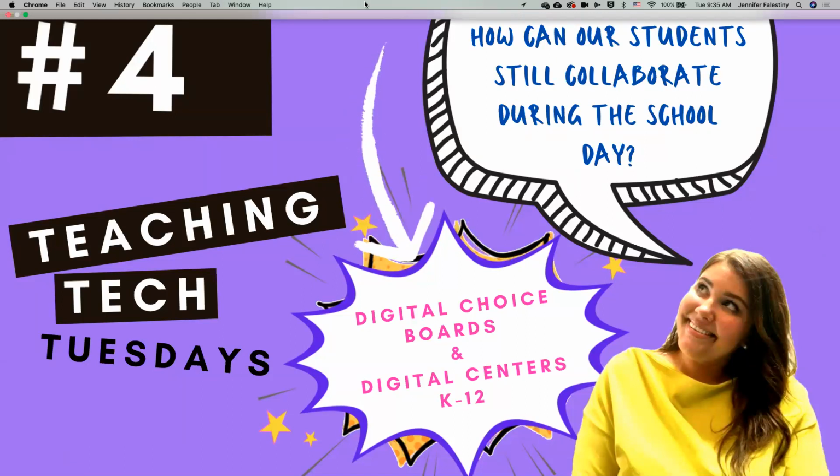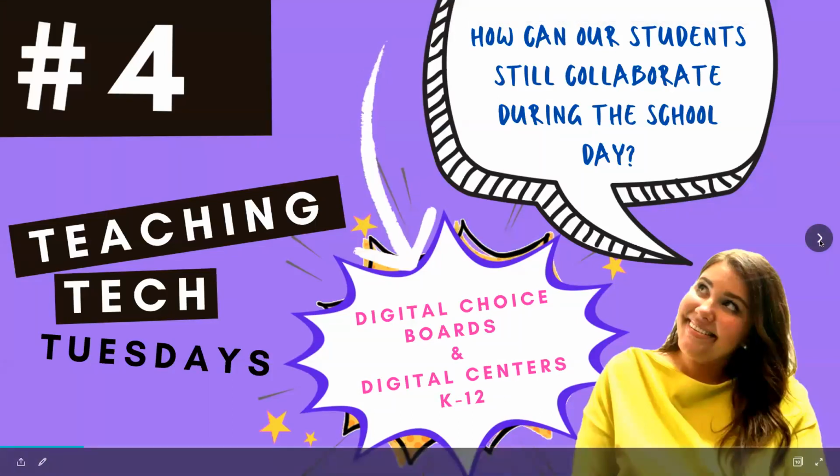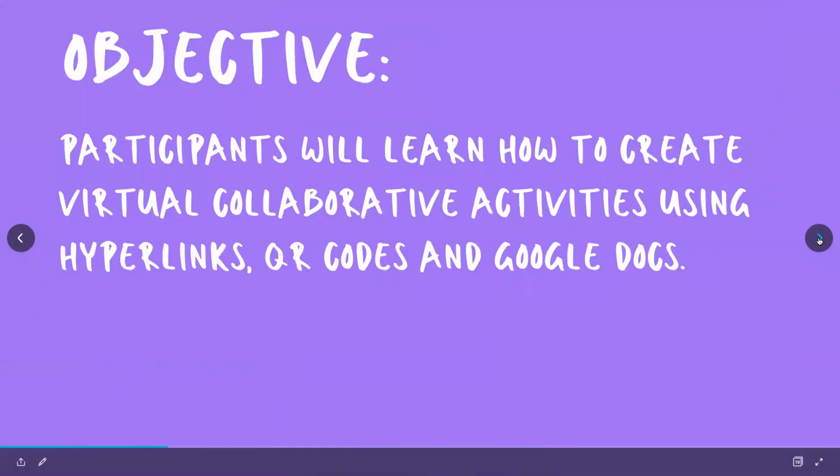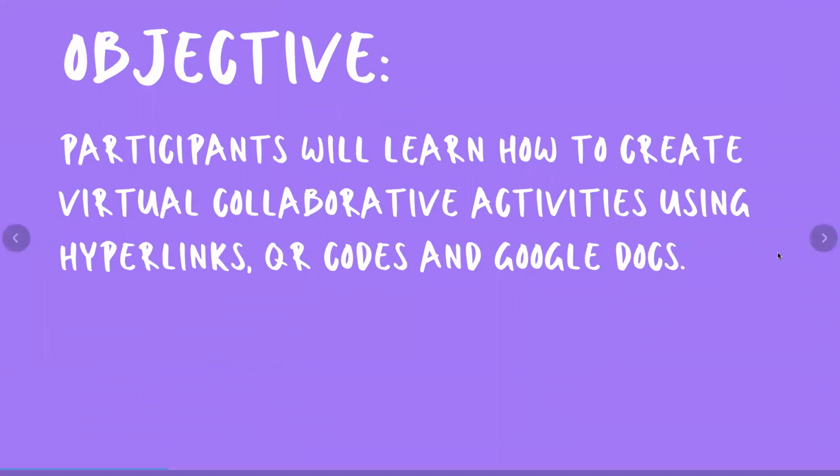So today my ideas and thoughts can help get you started thinking of how you can do this by making digital choice boards and digital centers. And this can be used from pre-K all the way to 12. I put K, but pre-K too. So today we're going to specifically learn about this objective: participants, you all, will learn how to create virtual collaborative activities using hyperlinks, QR codes, and Google Docs.